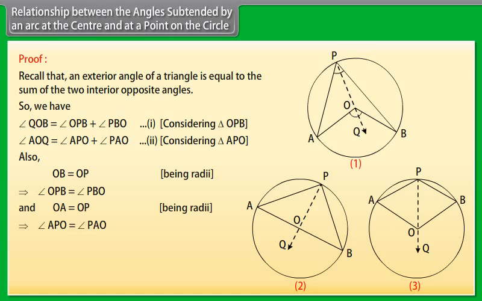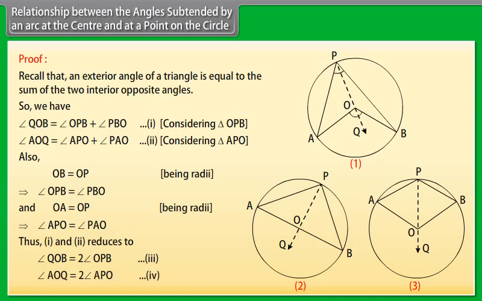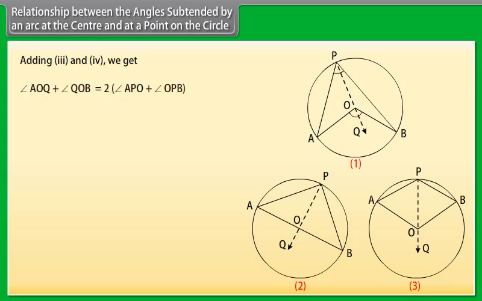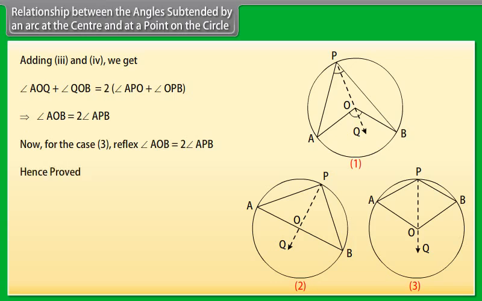Similarly, angle APO is equal to angle PAO, thus 1 and 2 reduce to angle QOB is equal to 2 into angle OPB, 3. Angle AOQ is equal to 2 angle APO, 4. Adding 3 and 4, we get angle AOQ plus angle QOB is equal to 2 into angle APO plus angle OPB. Similarly, angle AOB is equal to 2 angle APB. Now for case 3, reflex angle AOB is equal to 2 angle APB. Hence proved.